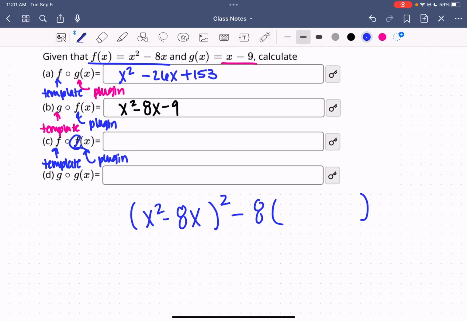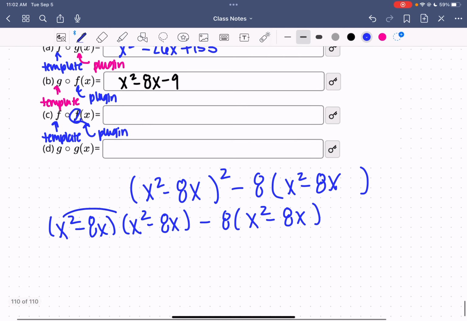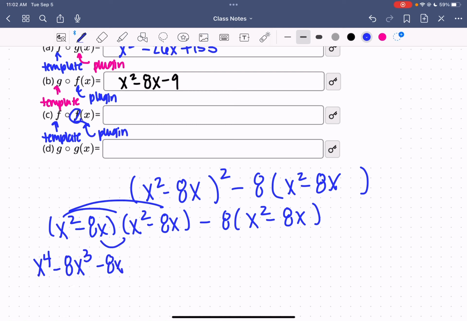x squared minus 8x, x squared minus 8x. Now this cleanup is going to take us a minute. So I need to do x squared minus 8x and multiply it by itself. And then I have to distribute that negative 8 to x squared minus 8x. So let's start with the first part. Distribute that out. That gives me x to the 4th minus 8x cubed minus 8x cubed plus 64x squared.